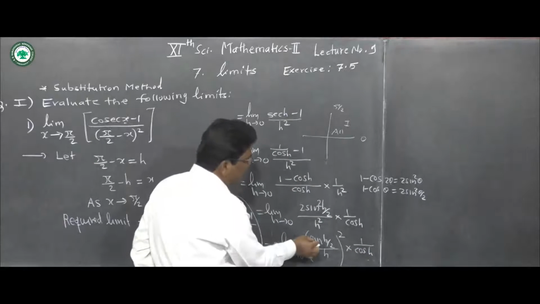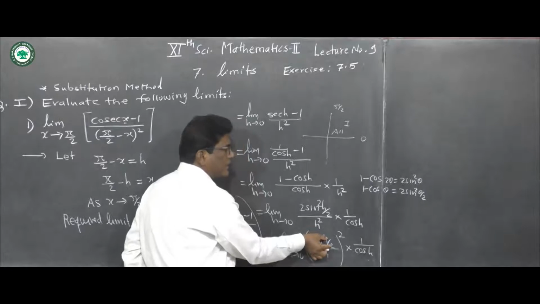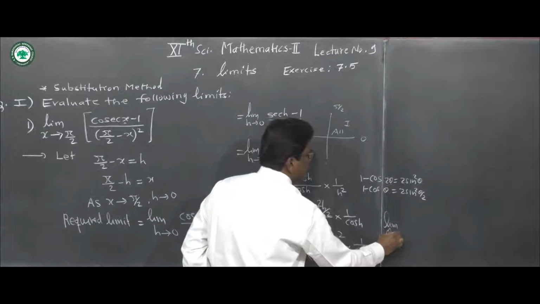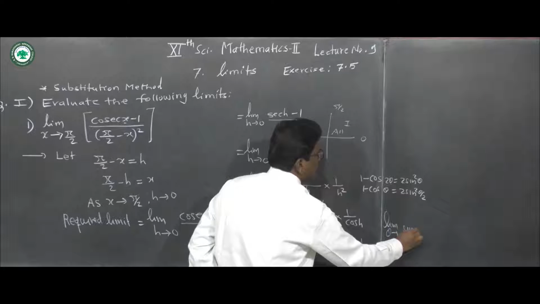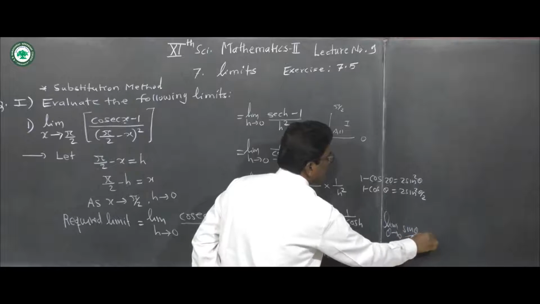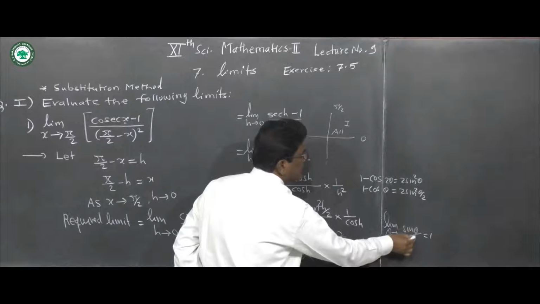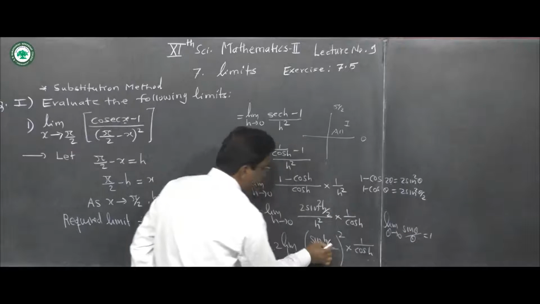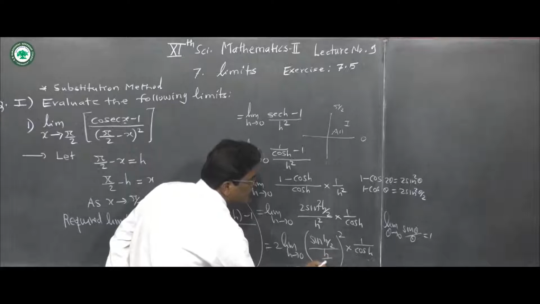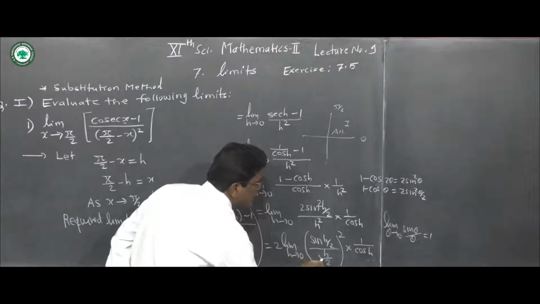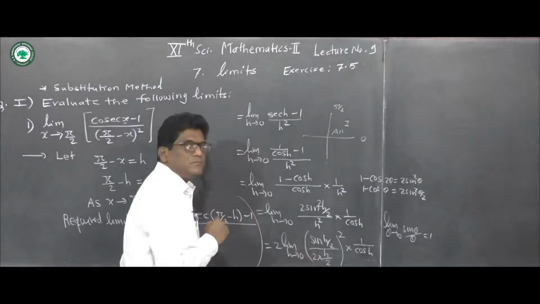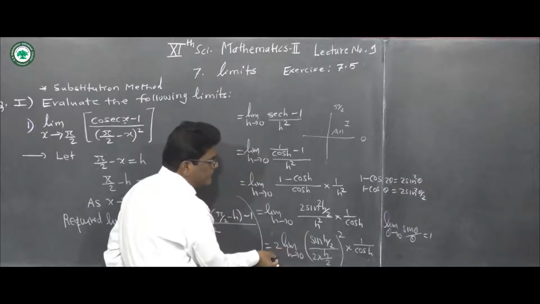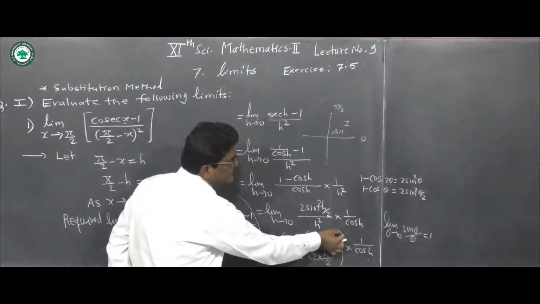Now here the angle of sin is h by 2, and our standard formula is limit as theta tends to 0 of sin theta divided by theta, that is equal to 1. Means here the angle should be theta, and that theta tends to 0. So here we want h by 2 in the denominator, so we divide by 2 and multiply by 2. Now this 2 we take outside the limit, here 2 and its square.